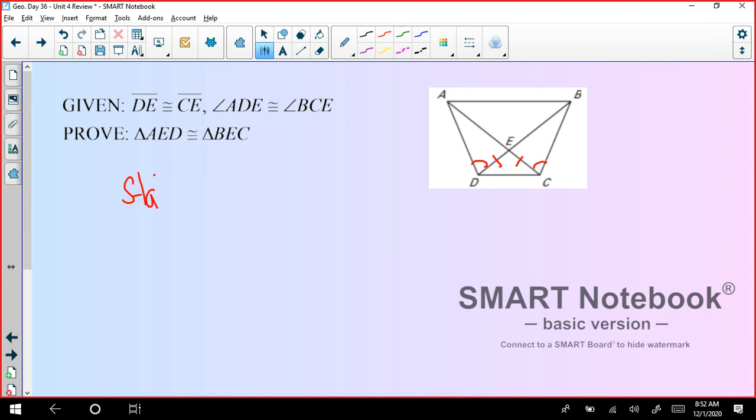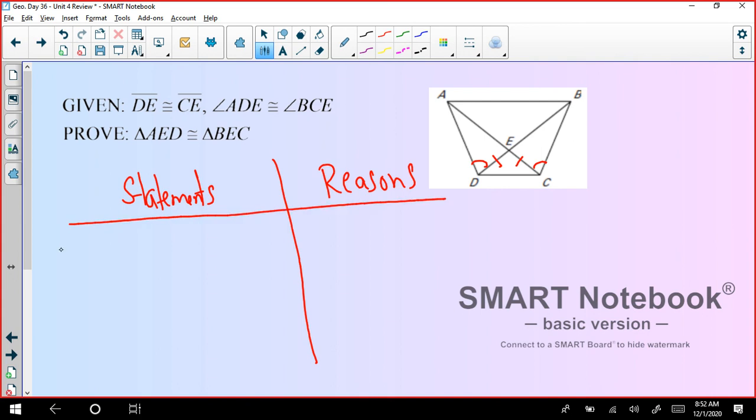Statements and reasons. Wherever I leave blank, please fill that in using chat. Let's see the first one. First step is always whatever is given. So I'll just write DE is congruent to CE, comma, angle ADE is congruent to angle BCE. So that is given.